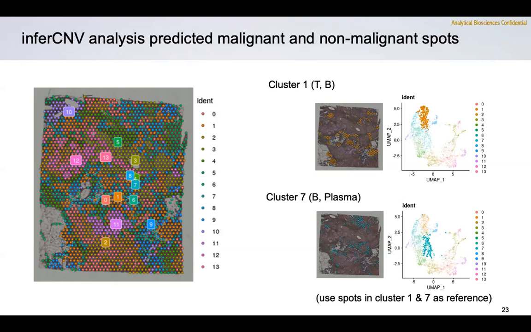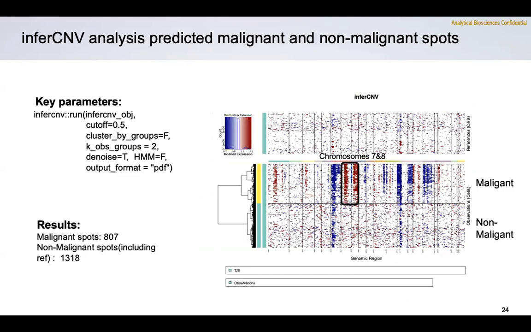So we selected two clusters, cluster number 1 and 7, in which we were sure there are no tumor cells, to use as a reference for inferred CNV. On the top of the inferred CNV heat map, you see the relative gene expression across the chromosomes in the reference. In the lower part, you see the malignant cells and non-malignant cells are separated from each other. For malignant cells, for example, we see higher expression intensity in chromosomes 7 and 8, and those are the regions that probably have the tumor spots.